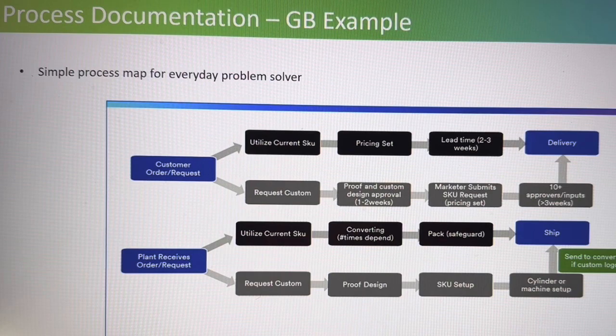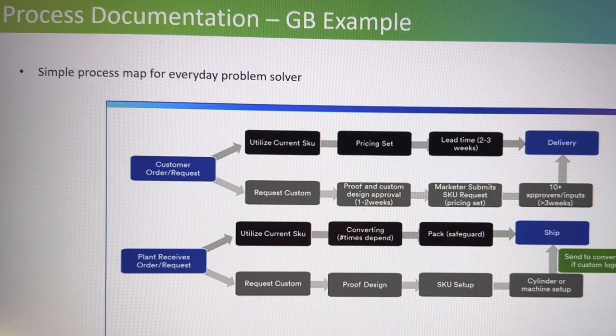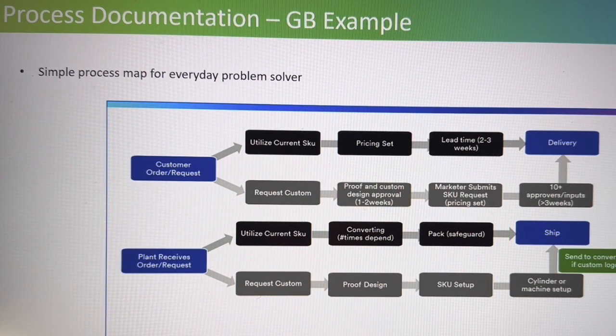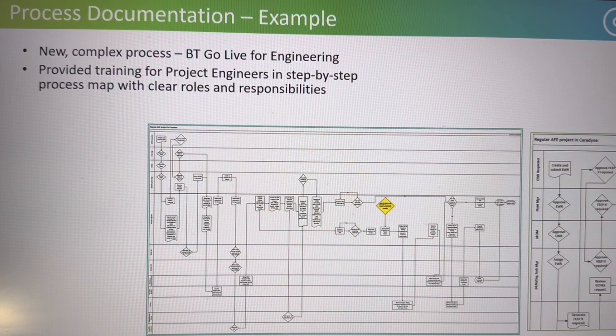Here we're looking at a simple process map for someone who might be an everyday problem solver. Maybe their full-time role is not a green belt or black belt type level, but they want to pursue making continuous improvements throughout the organization. Then we've got the converse, which is the complex process mapping. This is a similar diagram utilized for engineering, but looking at providing training in a step-by-step process map with very clear roles and responsibilities.